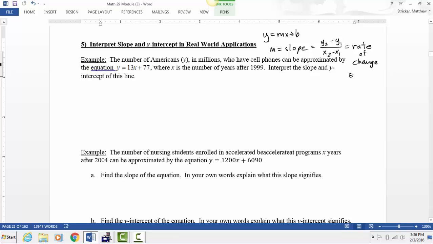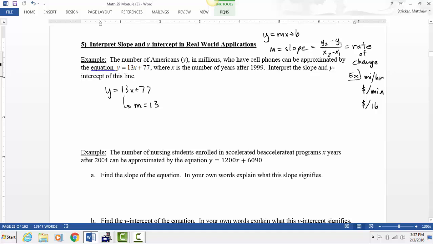Examples of this could be things like miles per hour, could be dollars per minute. Lots of different rates out there. Dollars per pound, many different rates. So when I see this equation, y equals 13x plus 77, we should be able to pull out that the slope, that m is 13, and this is a rate. And remember, it's a rate of the y over the x.